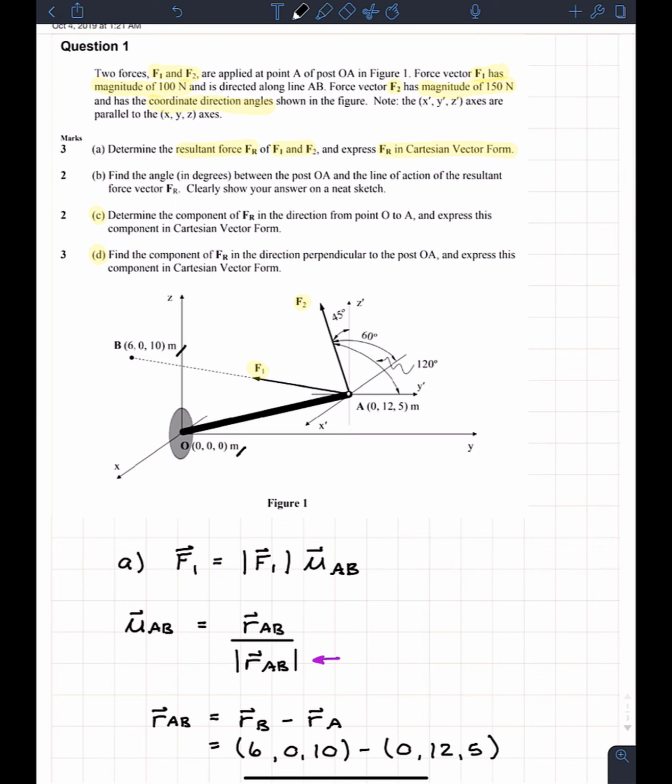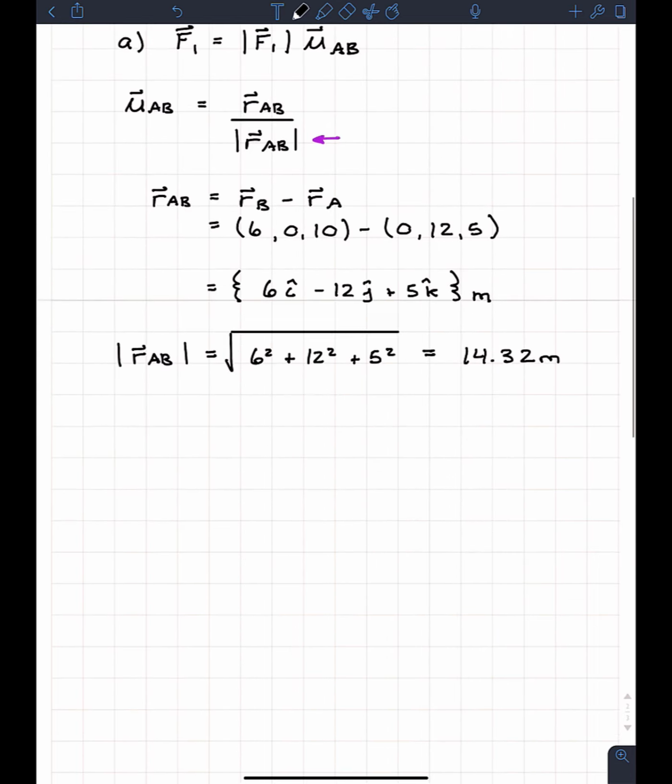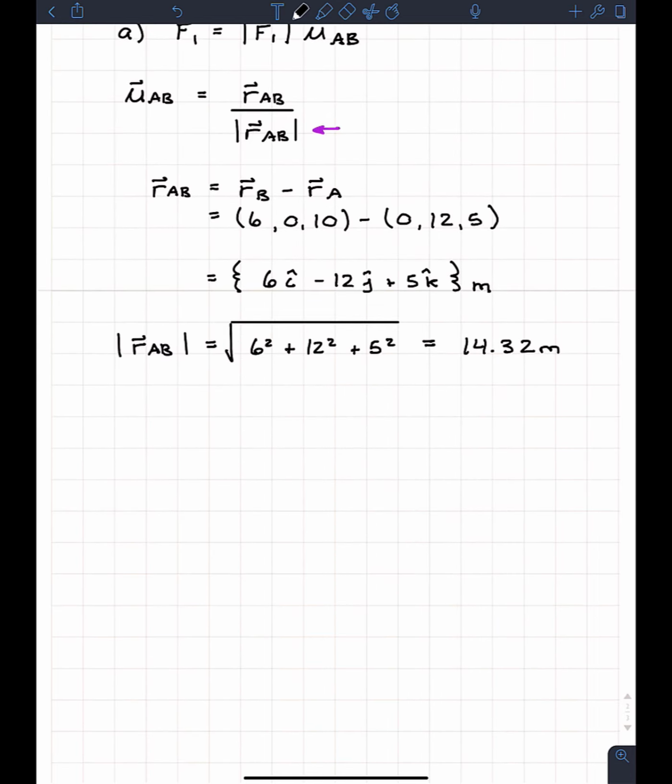Well, that is the actual distance between point A and B. So if I take a tape measure at B, run all the way to A, this is what the tape measure is going to tell me, 14.32 meters. So to find the unit vector, all we're going to have to do is look at the formula above, and it says that we're just going to take the position vector and divide it all by 14.32.